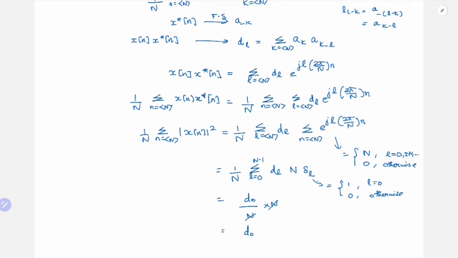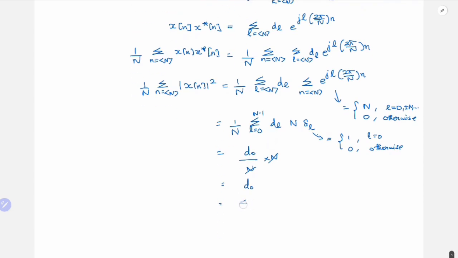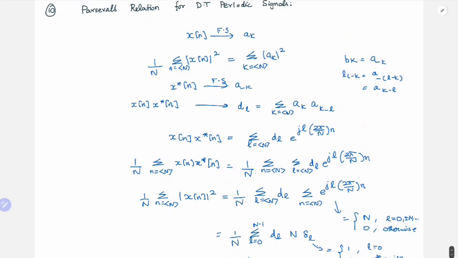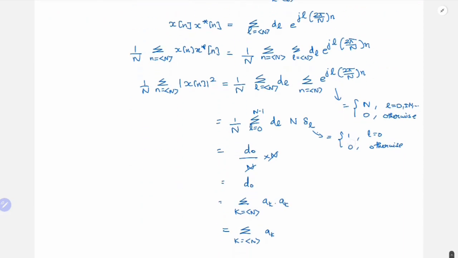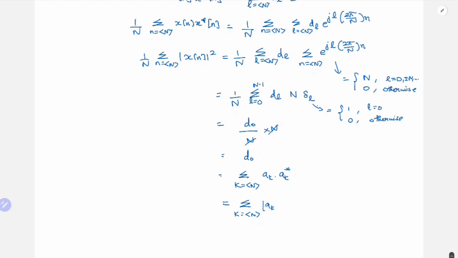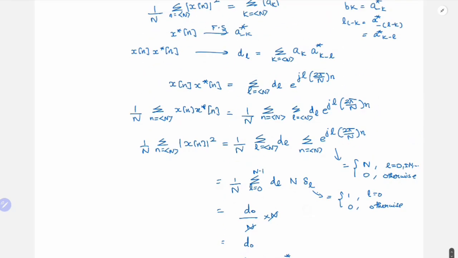So what is my d0 here? I just have to substitute l equal to 0. That is nothing but summation over k in N of ak into ak, sorry, again this is a minus k conjugate, so there is a conjugate here as well. I missed that, and that's why we did not get the mod ak square. So now we'll get |ak|^2. Okay, so this is the derivation.